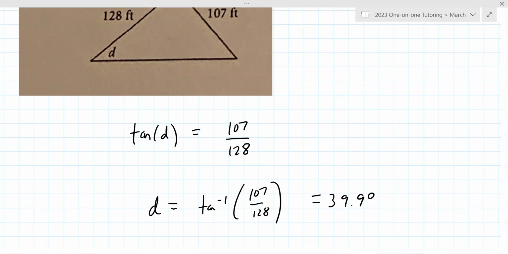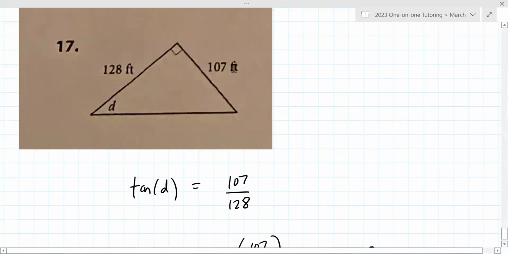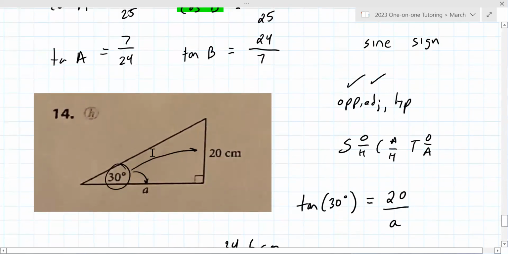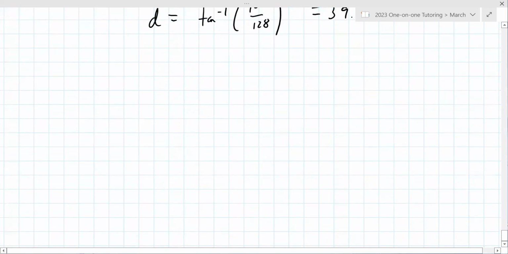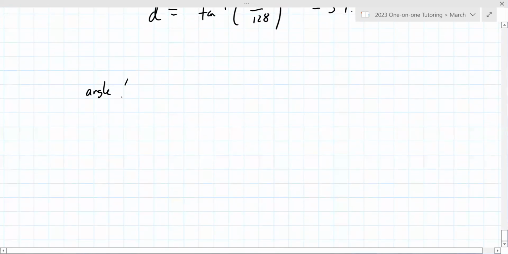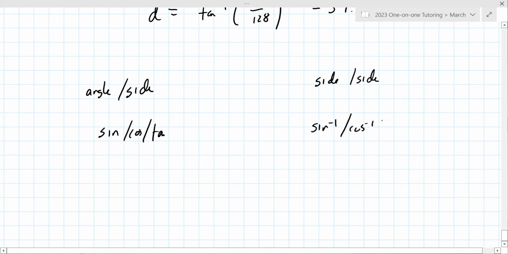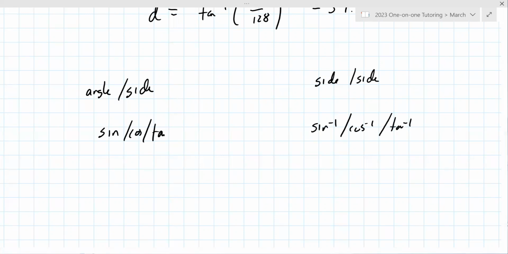So if you want to, you can do this calculation. It ends up being 39.9 degrees. But your focus should be on the fact that you're given two sides. In the previous problem, you're given an angle and a side. So if you're given an angle and a side, you're going to use sine, cosine, tangent. If you're given two sides, a side and a side, you're going to use sine inverse, cosine inverse, tangent inverse. Sine, cosine, tan. Side, side.